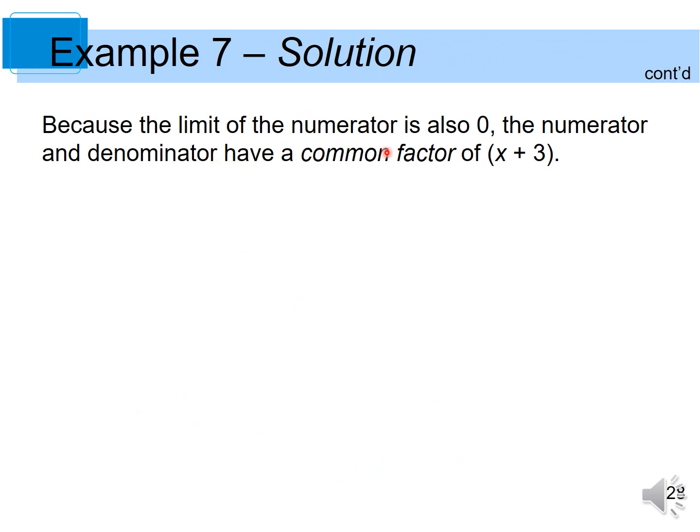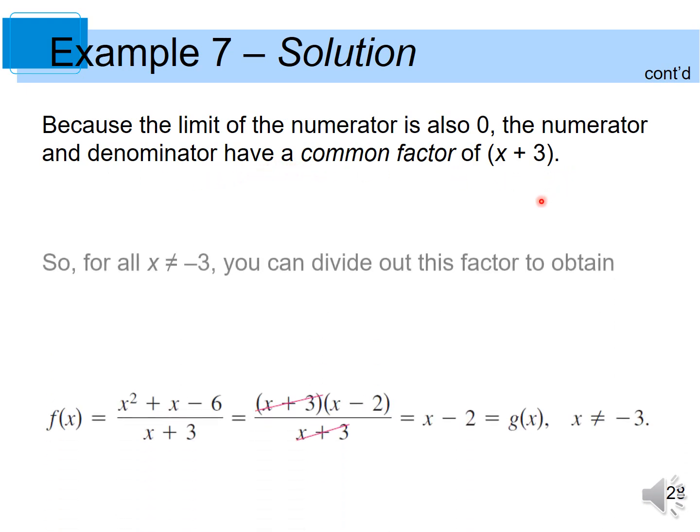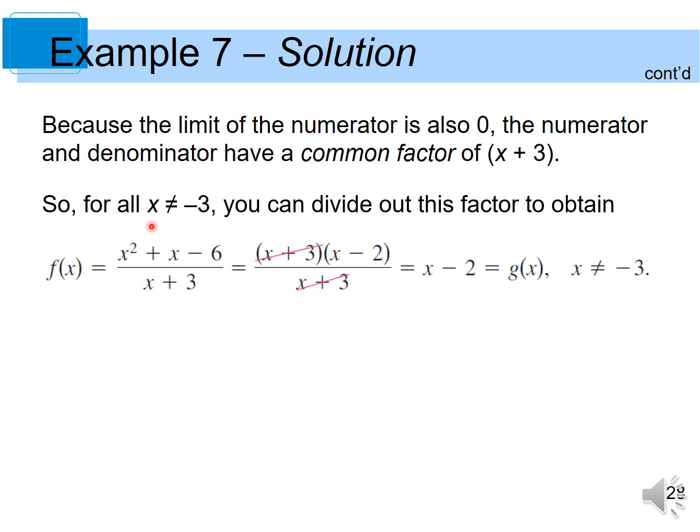Because the limit of the numerator is also 0, the numerator and denominator have a common factor of x plus 3. So, for all x not equal to negative 3, you can divide out this factor to obtain. Look at the procedure. We factorize the quadratic function and we simplify the x plus 3. And we have x minus 2. It's a linear function. So we call this linear function g(x), where x is not equal to negative 3.